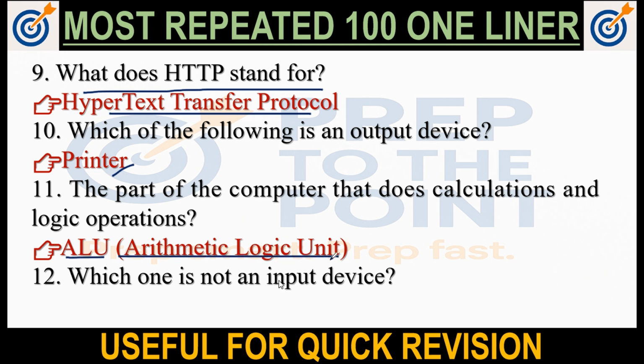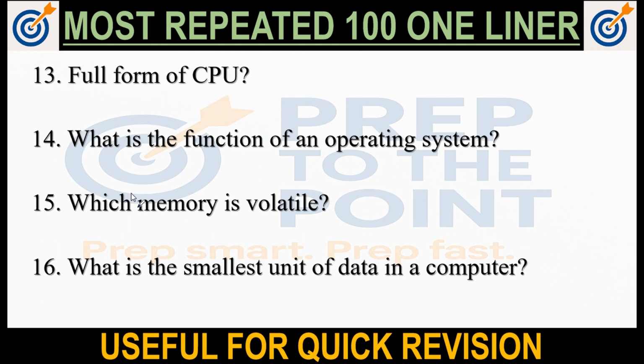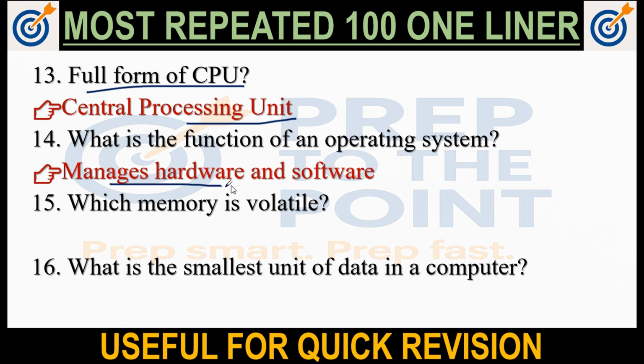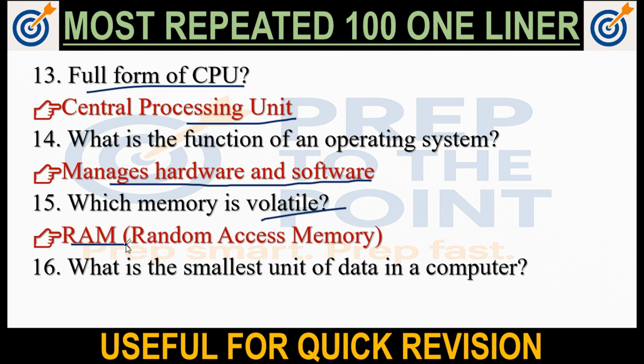Which one is not an input device? That means that will be an output device. Monitor. Full form of CPU, Central Processing Unit. What is the function of an operating system? Manages hardware and software. Which memory is called volatile? RAM, Random Access Memory.